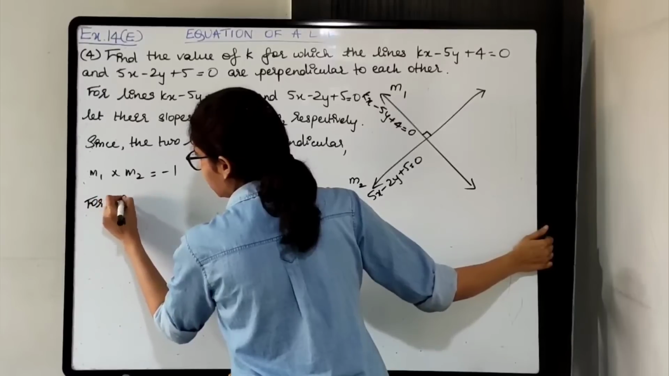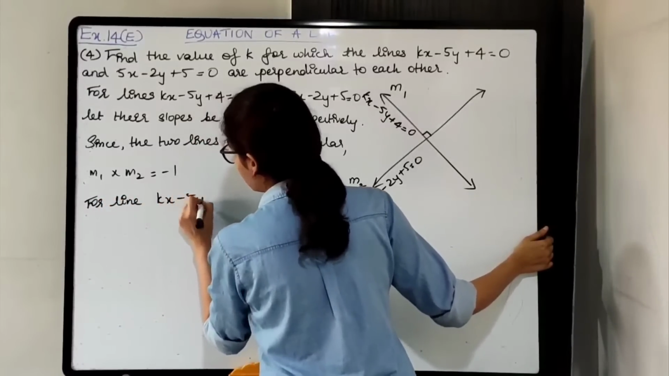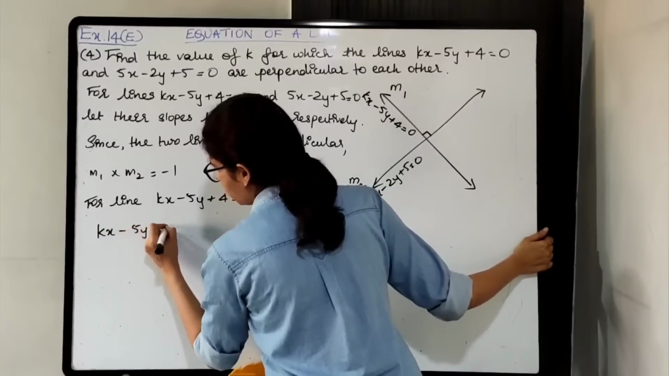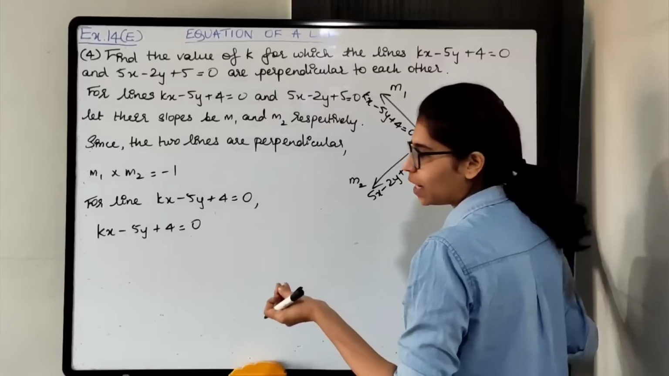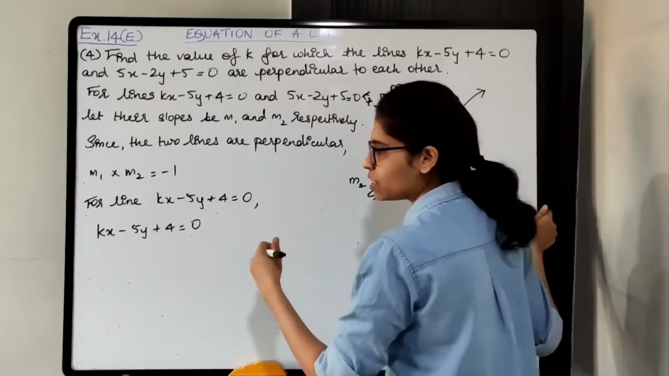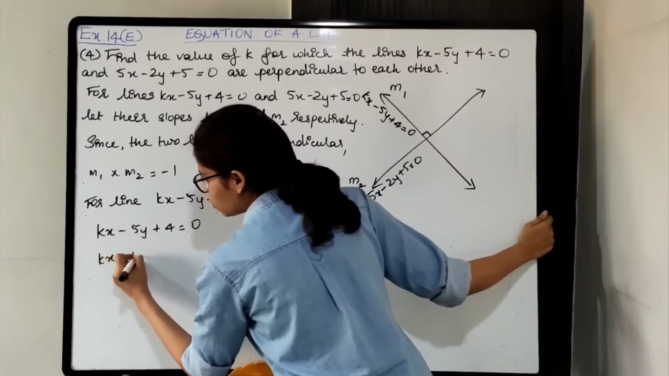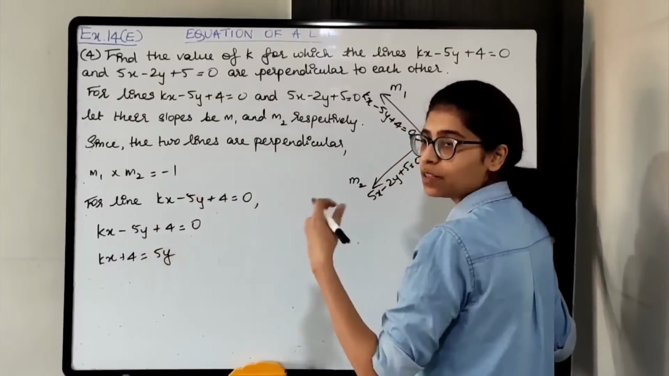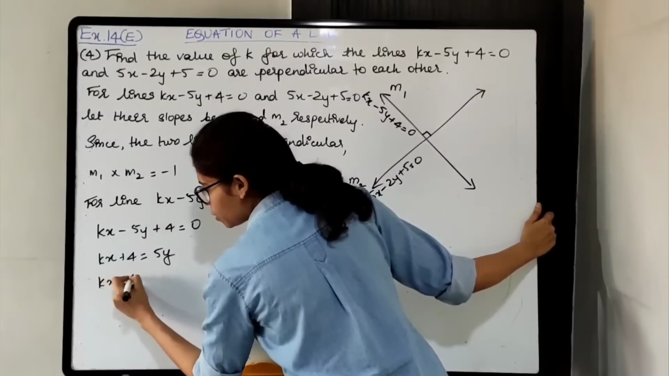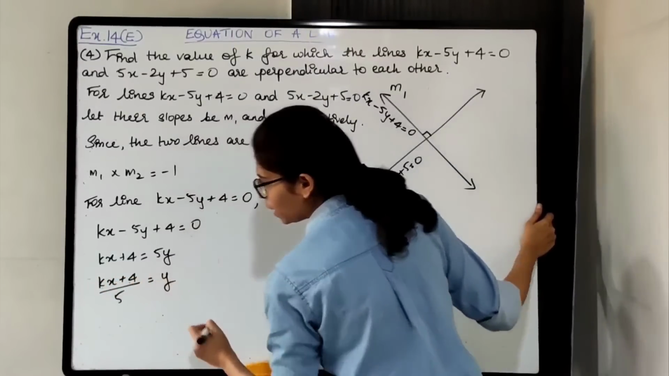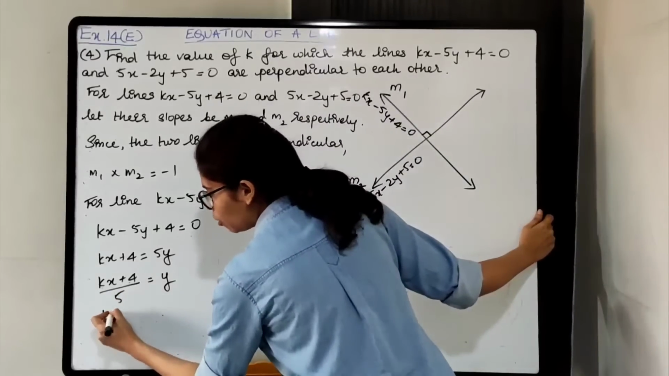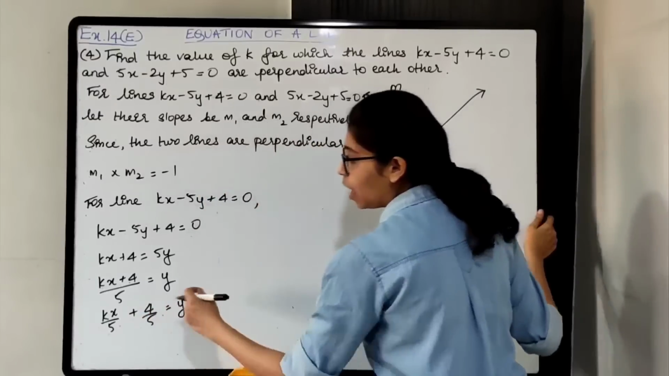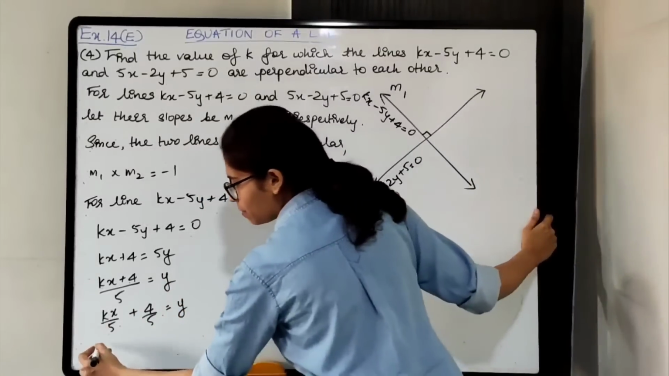For line kx minus 5y plus 4 equal to 0, write down the equation. First check the sign of the y term. If the y term is negative, first make it positive. We'll shift it to the other side so it will become positive. The coefficient of y, shift it to the other side, it should be 1. So kx plus 4 upon 5 is equal to y. Separate it. The denominator is of kx also, and the denominator is of 4 also. Now it is in standard form. Just switch the sides.